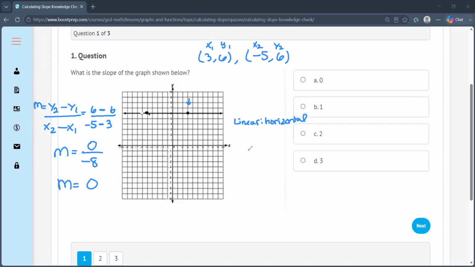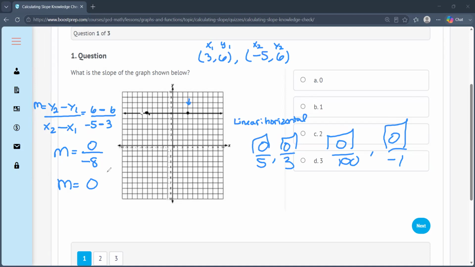If the 0 is on the top, you're fine. So if it was 0 over 5, 0 over 3, 0 over 100, 0 over -1, as long as the 0 is on the top, it will always be 0. And if you're still not sure, you could put that in the calculator.